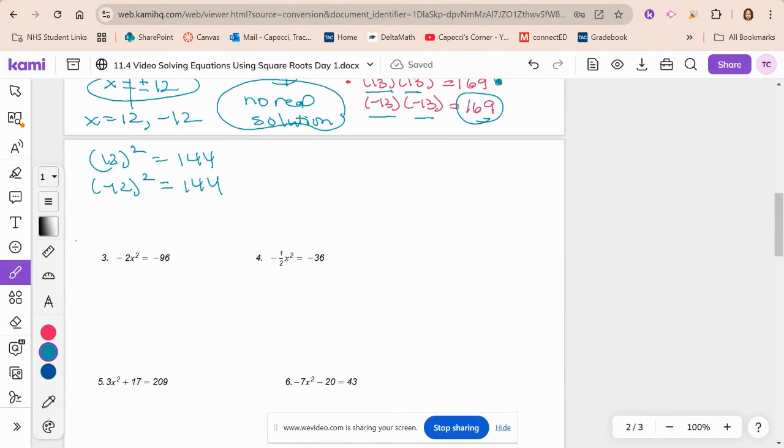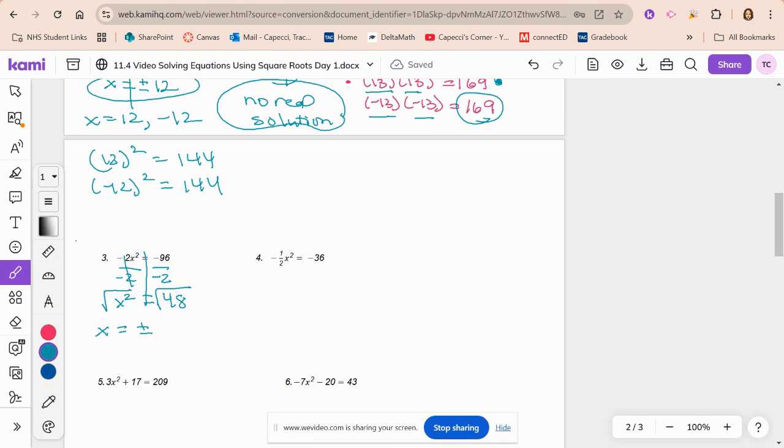Okay, let's take a look at our next set of problems. Here's my wall. I don't have x squared by itself yet, so I'm going to have to divide both sides by negative 2, and I'm left with x squared, and then negative 96 divided by negative 2 gives me positive 48. Take the square root of both sides. So I have x is equal to plus or minus.